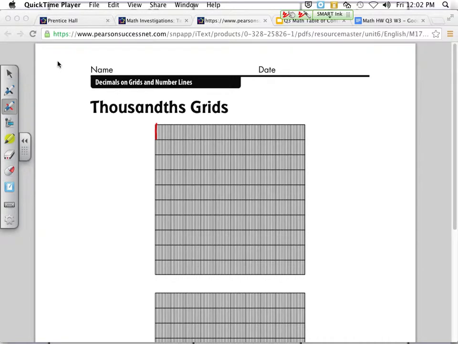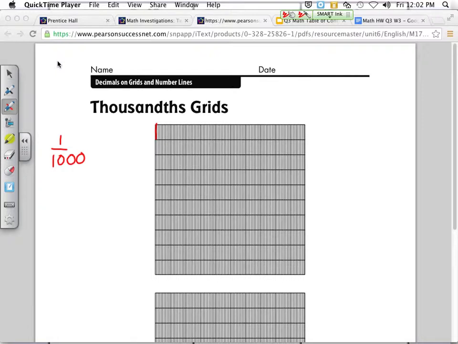1 out of 1,000. What place value on the chart is the thousandths place? How many places past the decimal is the thousandths place? On the place value chart up above the smartboard, how many places to the right is the thousandths?